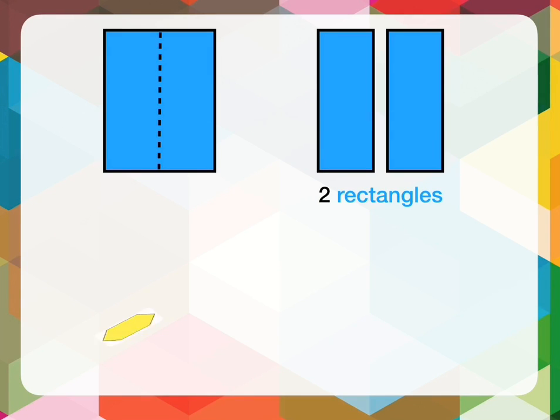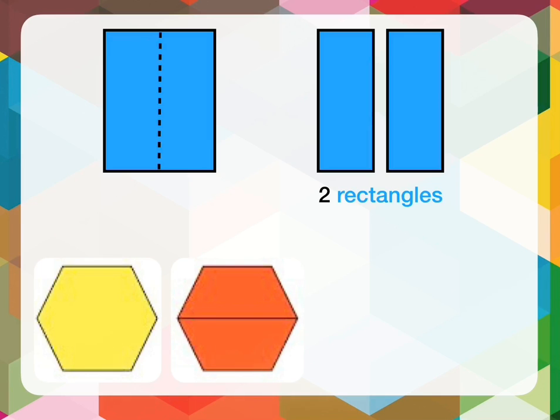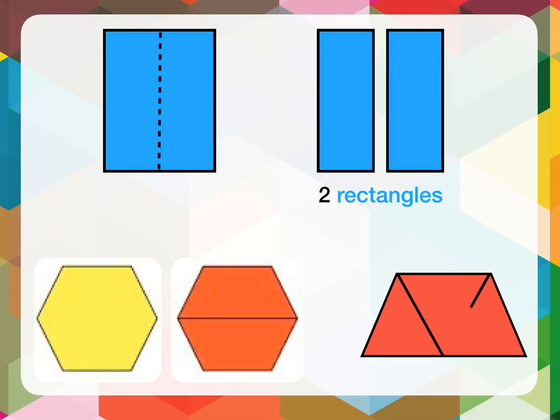This hexagon is another example. If I draw a line in the middle of it, I can decompose it into two trapezoids. And if I draw two lines in the trapezoid, I can come up with three triangles.